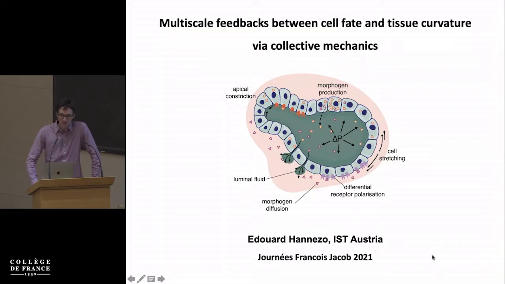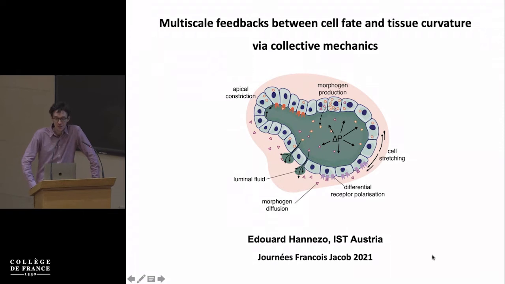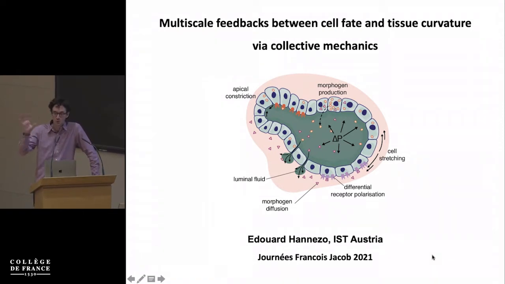And what I'll talk about is mainly the feedbacks between cell fate and tissue curvature that occur in both directions. Both of the stories I'm going to tell you have in common that they couple the two via collective tissue mechanics.